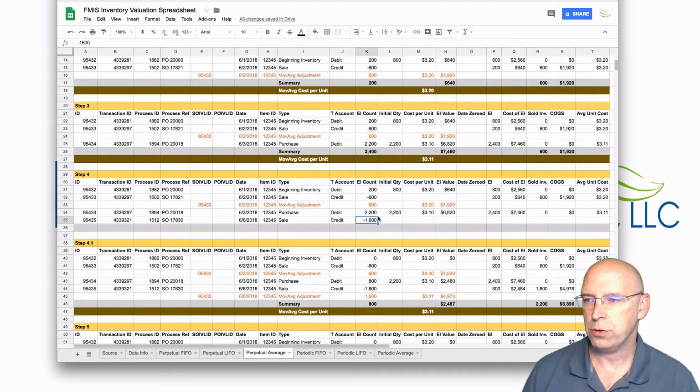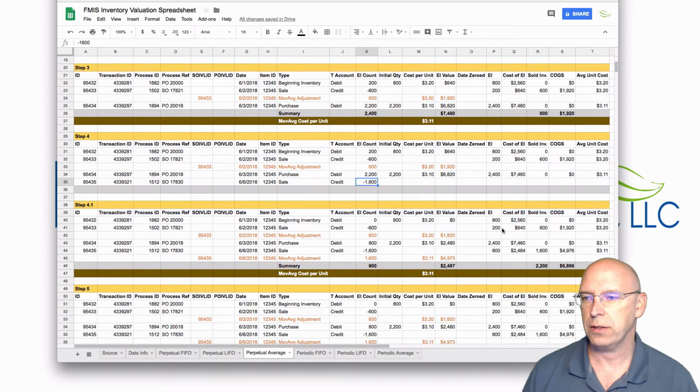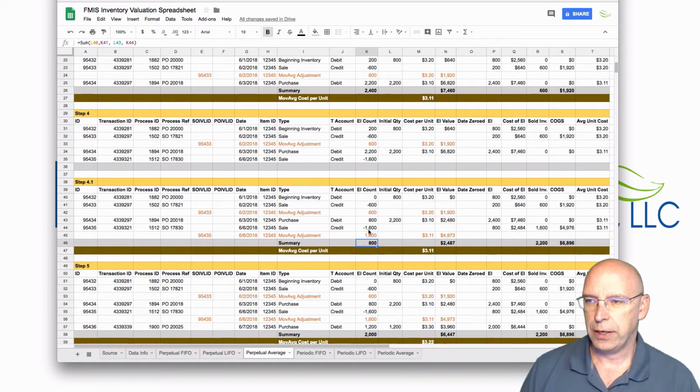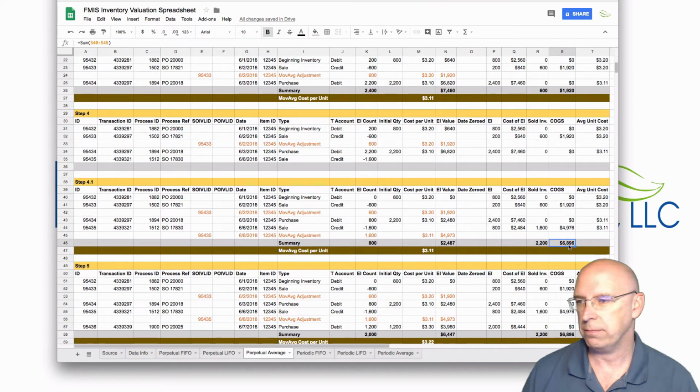We come down here to a sale. We've sold 1,600 units. We know from the previous calculation that our average unit cost is going to be $3.11. So on our adjustment, we can plug in those numbers. This leaves our ending inventory count at 800 with a value of 2,487, sold units at 2,200, and cost of goods sold at 6,896.